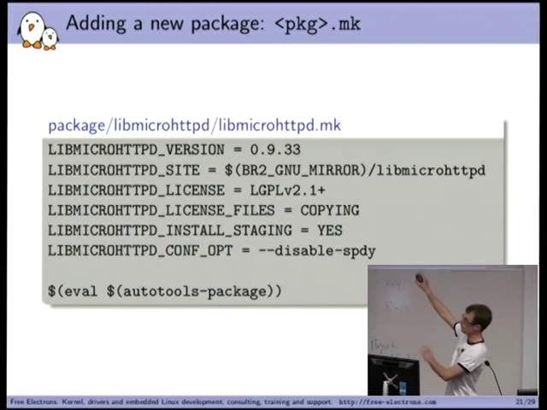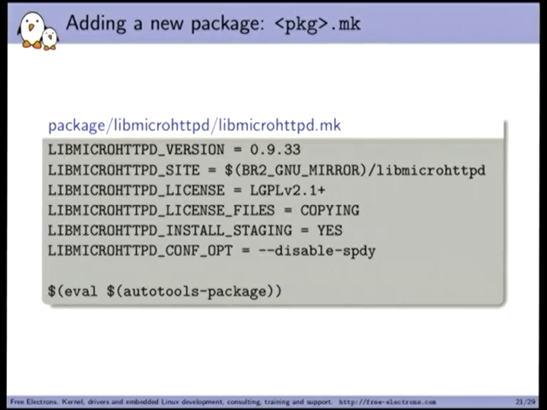I've stripped down the real thing, because in the real Buildroot we handle things like optional SSL support, for example. So if we see that we have OpenSSL available, we pass one more option to tell libmicro.httpd, please enable SSL support. And that's all you need. That will create the package. It will automatically download the tarball, extract it, configure it, build it, install it. So that's all you need for autotools packages.